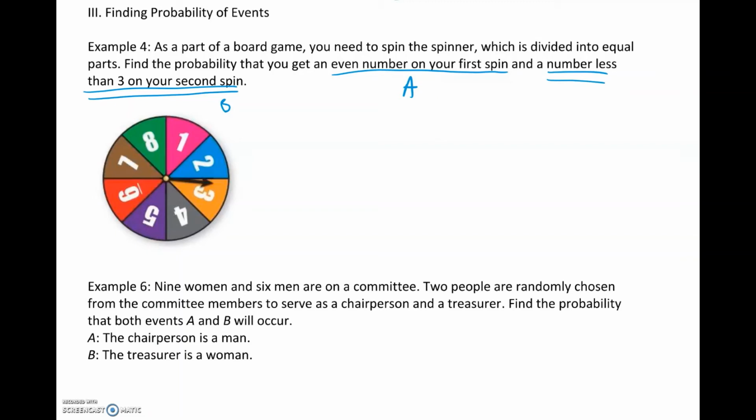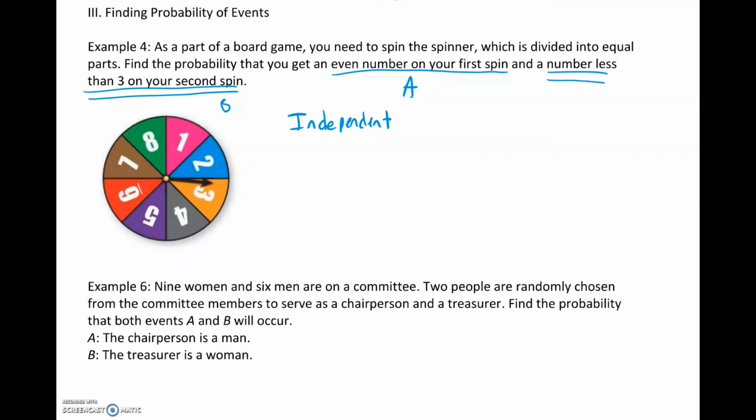does A impact B? If I get an even number on my first spin, will that make it more or less likely I get less than 3 on the second spin? The answer to that is no, right? Just because we land on an even number first doesn't mean we take that number away or we've changed in any way that sample space. That's what you want to ask yourself. Did I change the sample space after A? And here, no, our spinner is still the same. So this is independent because we can still get B regardless of what happens in A, right? That B probability is going to be the same no matter what, if A happens or not. So this is an example of an independent event.